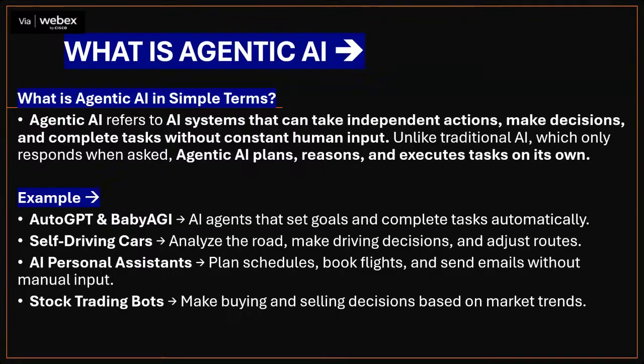Examples include self-driving cars, AI personal assistants, and stock trading bots. Now, when you open YouTube, most of the stock traders try to automate their trading, because they depend on AI bots to help with buying and selling stocks, based on the decisions the AI gives.